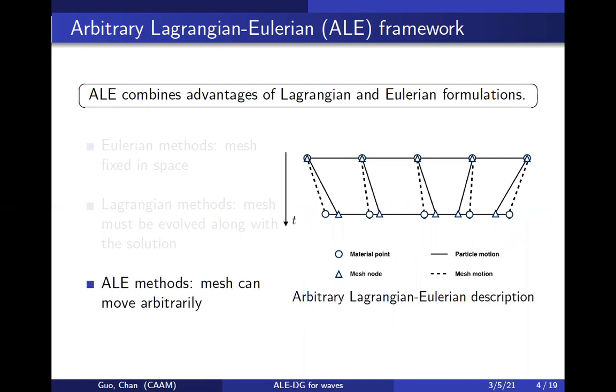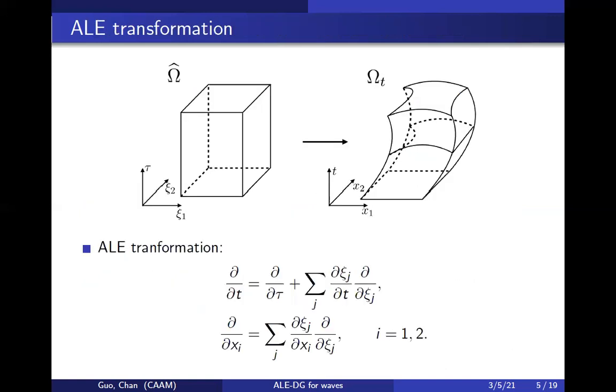When we use the ALE method, mesh nodes can move arbitrarily. Because of such freedom offered by the ALE method, greater distortions can be handled compared with the purely Lagrangian method, and with higher resolution than that offered by the purely Eulerian method. In this project, we need to transfer governing equations from a time-dependent physical domain to a stationary reference domain through an ALE transformation. The ALE transformation itself is very simple, which is just the chain rule. And for simplicity, we will restrict ourselves to 2D problems in this work.